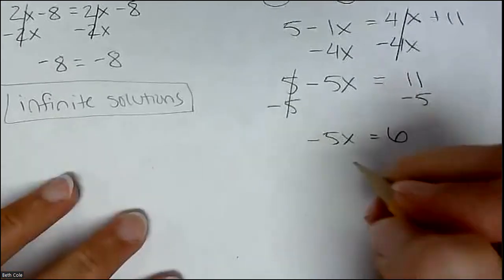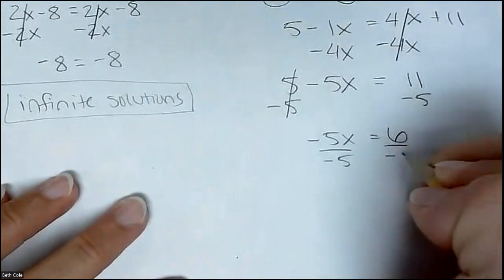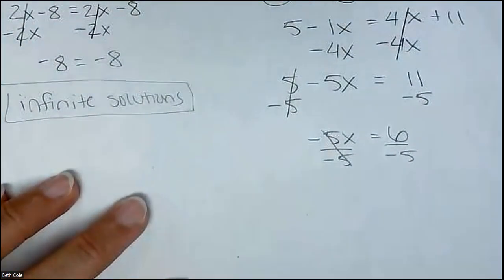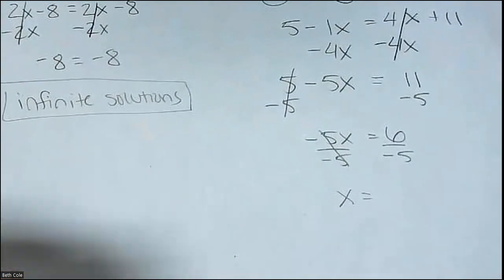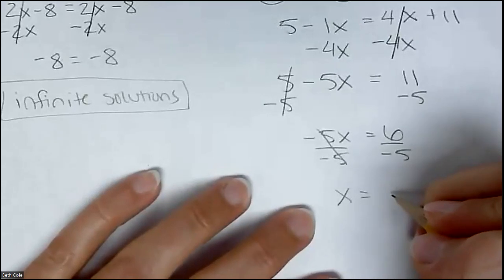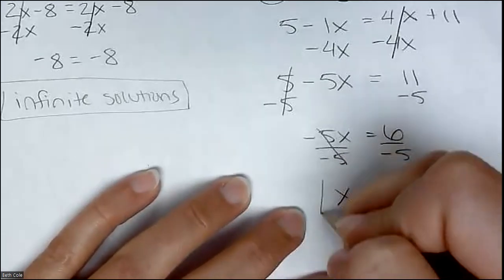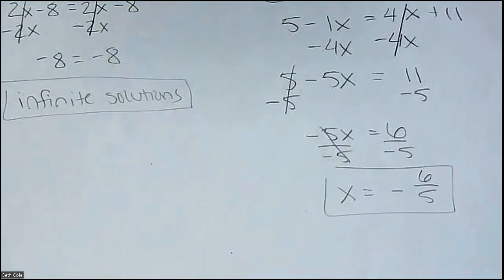And then your last step is divide by -5. So look, 6 divided by -5 will not come out nice. So just leave it as -6/5. That's a totally valid answer.